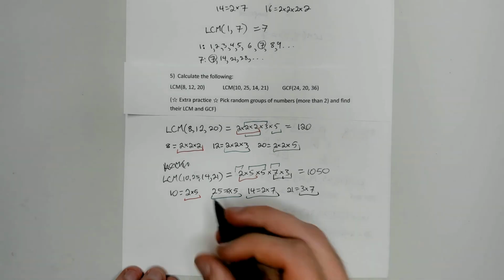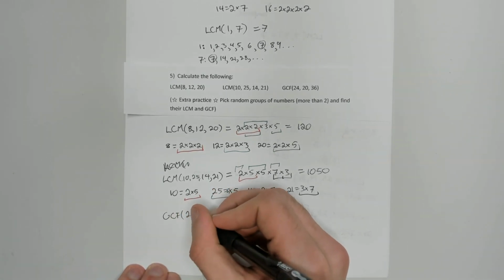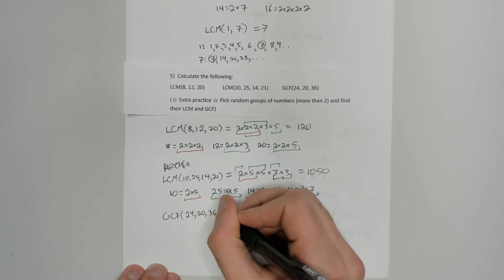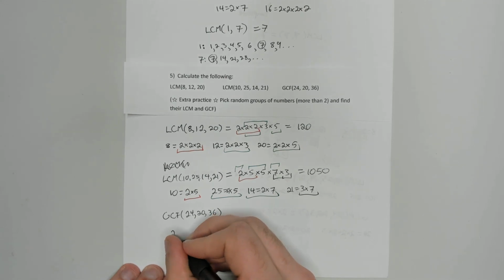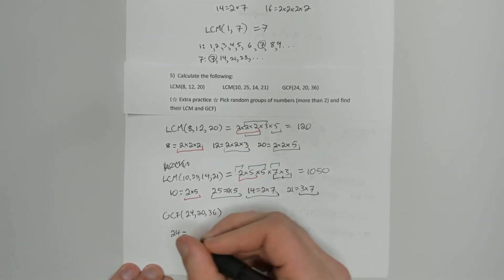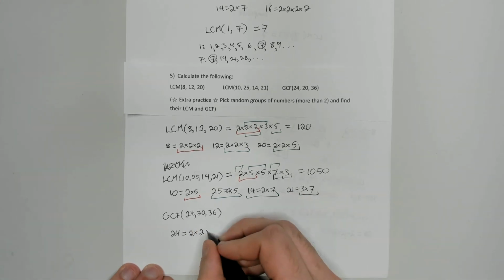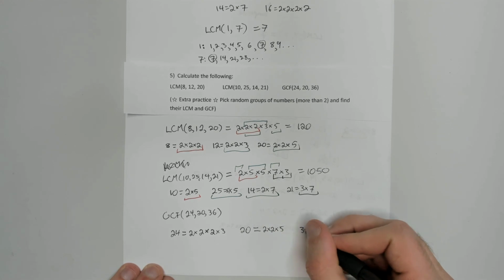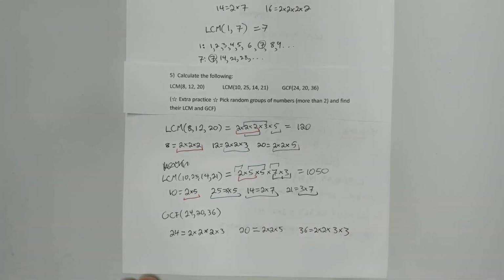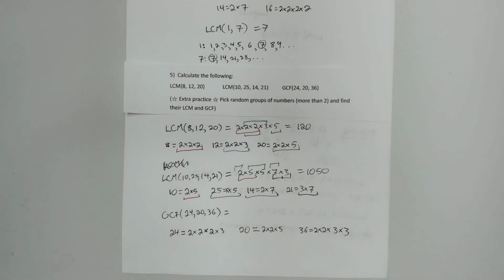All right. And now let's go on to the greatest common factor. And again, the process is going to be the same as finding the greatest common factor for two numbers. It's just now we have three numbers. So we'll go ahead and get these prime factorizations. So we can get the prime factorization of 24, of 20, and of 36. And again, please check these for yourselves to make sure you agree with my prime factorizations here.